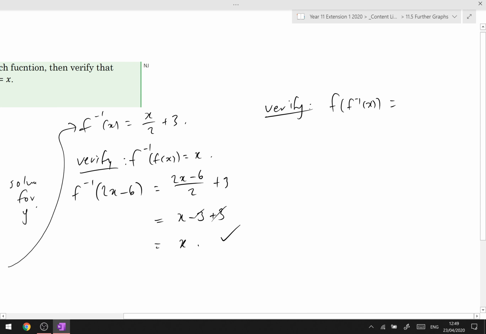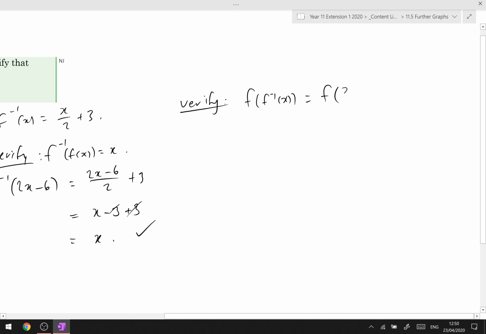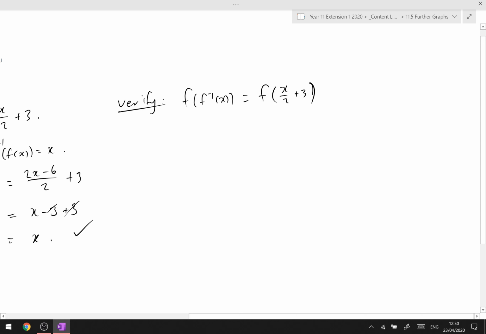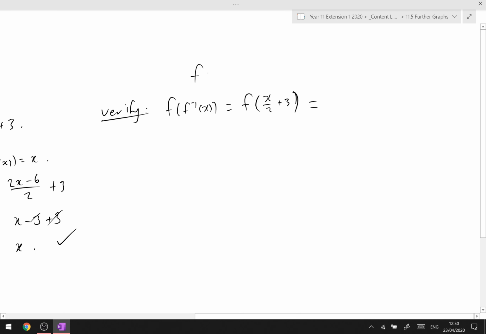Okay, so what I'm going to do is replace f of minus 1 of x with the function that I came up with, which is x on 2 plus 3. Okay, so wherever I see an x in my initial function, so remember, my initial function, f of x, is equal to 2x minus 6.